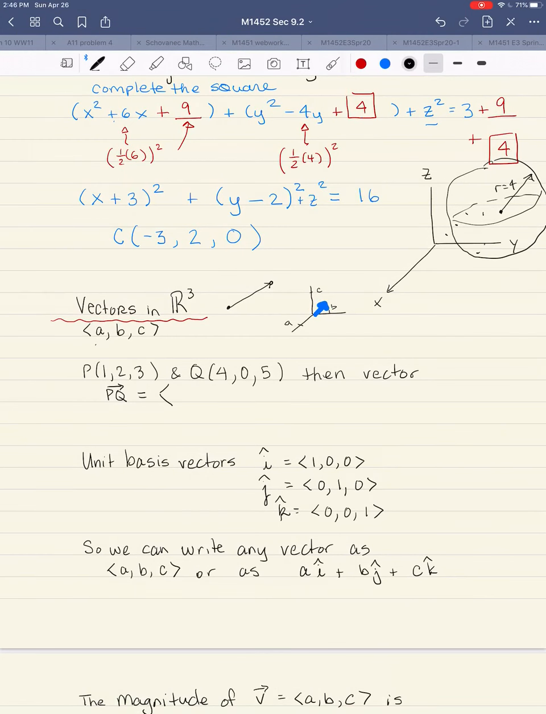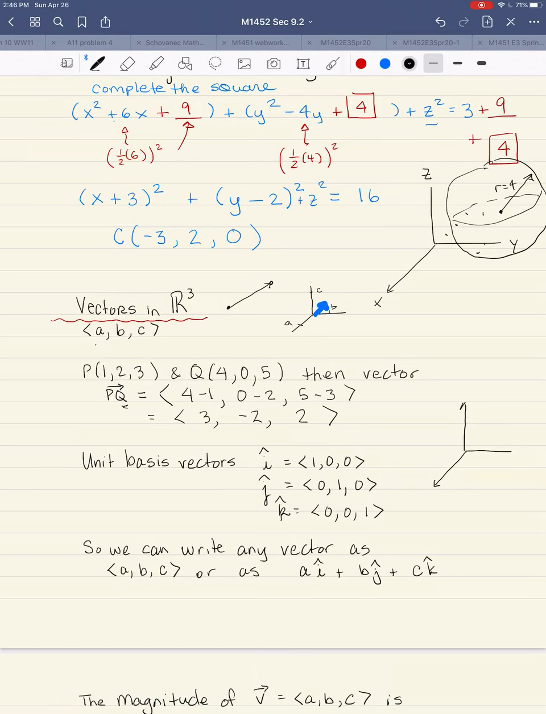We can find a vector the same way we did using coordinates in 2 dimensions. We can use our difference between the terminal point, which would be Q, and the initial point P. So my x coordinate or x component would be 4 minus 1, and then 0 minus 2 would be the y component, and 5 minus 3 would be the z component. So I can write that as 3, -2, 2.